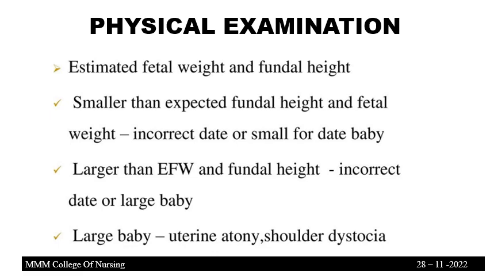If the fundal height and the fetal weight are smaller than expected, there may be an incorrect date or a small-for-date baby. If they are larger than expected, that also can happen if the date was incorrect, or there may be a large baby. If there is a large baby, uterine atony and shoulder dystocia can occur. So these are the complications we have to expect when there is a large baby.